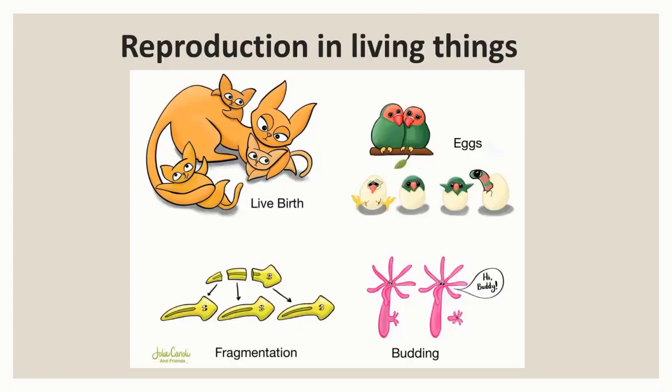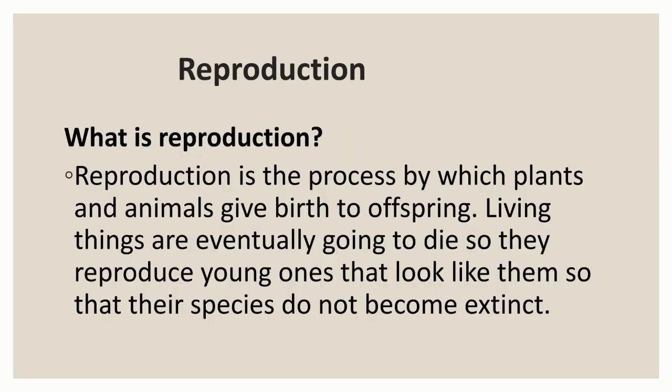The first thing that we are going to talk about is reproduction. Now, what is reproduction? As we know, every living thing is eventually going to die. So living things including animals, plants, insects, humans produce young ones that look like them so that their species do not become extinct. The process by which plants and animals give birth to offspring is called reproduction.